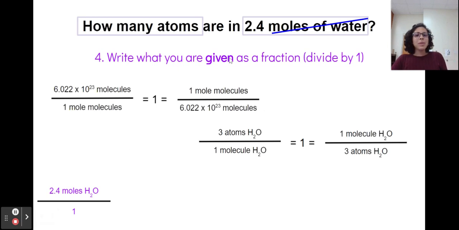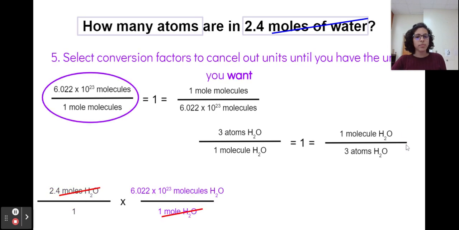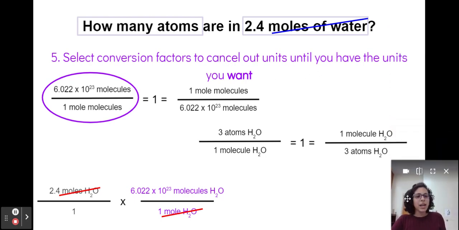So I want to write what I'm given as a fraction. I'm given 2.4 moles of water. Again, I'm going to write it with my chemical formula, 2.4 moles H2O, and I'm going to put that over the number 1. That turns it into a fraction. Next, I want to select conversion factors to cancel out units until I have the units that I want. In this case, I'm trying to cancel out moles of H2O. As you can see, I have to choose the conversion factor that has moles in the bottom.